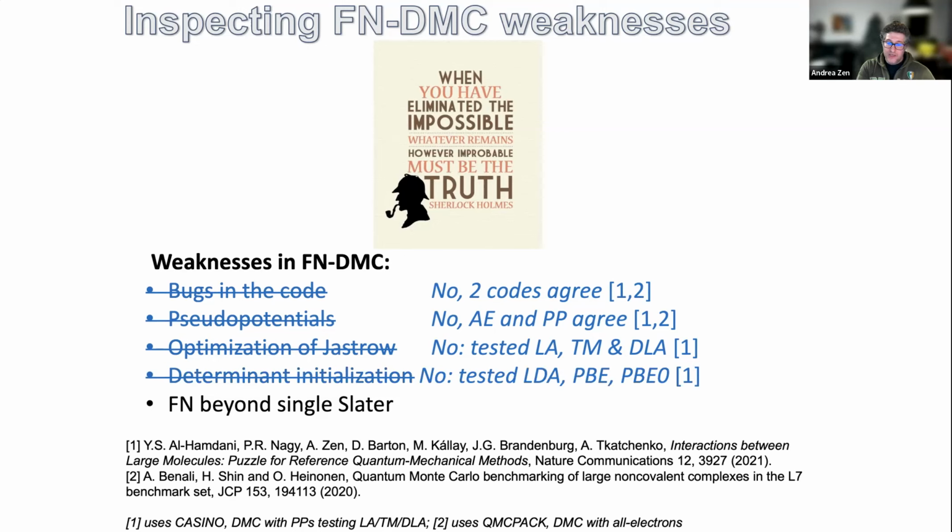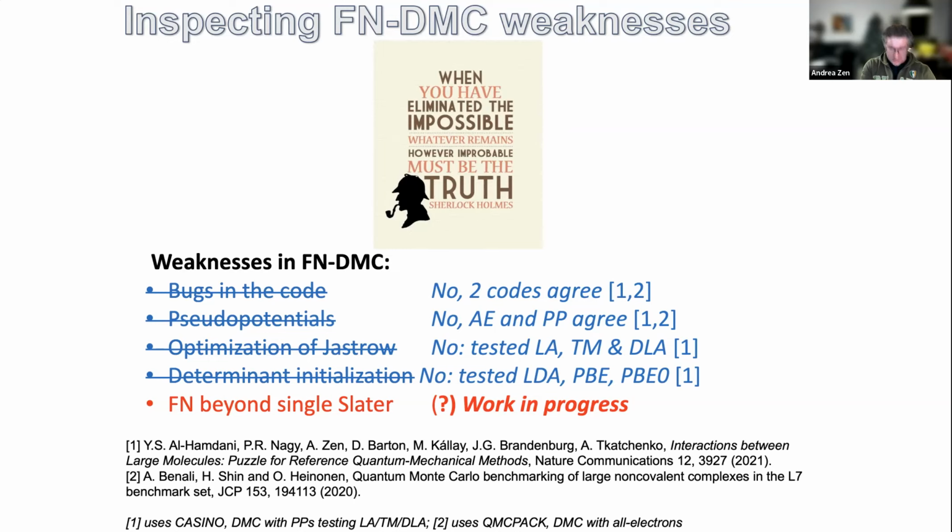And it might be the way the determinant in the Slater-Jastrow ansatz is initialized. But it seems not to be, because we also tried LDA, PBE, PBE0 to obtain the determinant, and we always got the same numbers. So the last thing would be whether we need to go beyond the single Slater determinant to improve the fixed node approximation.